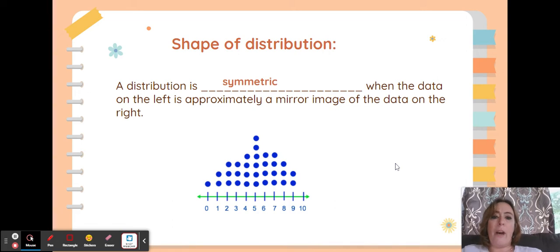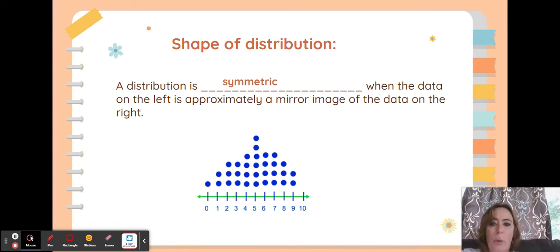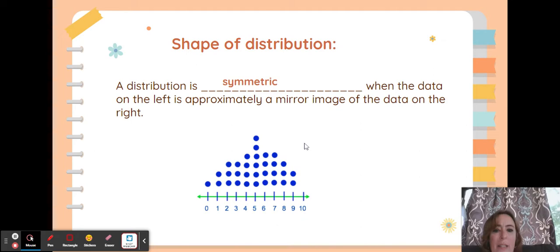All right. Now, here's a distribution we call symmetric. It is symmetric when the data on the left is approximately a mirror image of the data on the right. It doesn't have to be exact, but it has to be close. So you can see it's pretty much the same on both sides. There's a couple differences, like there's no 1 over here, and on this side there's 2 sets of 4 and there's only 1 set of 4, but it's pretty close.